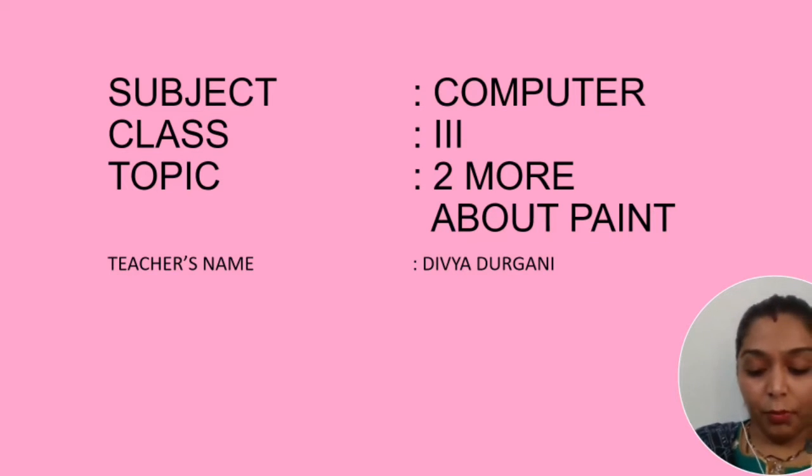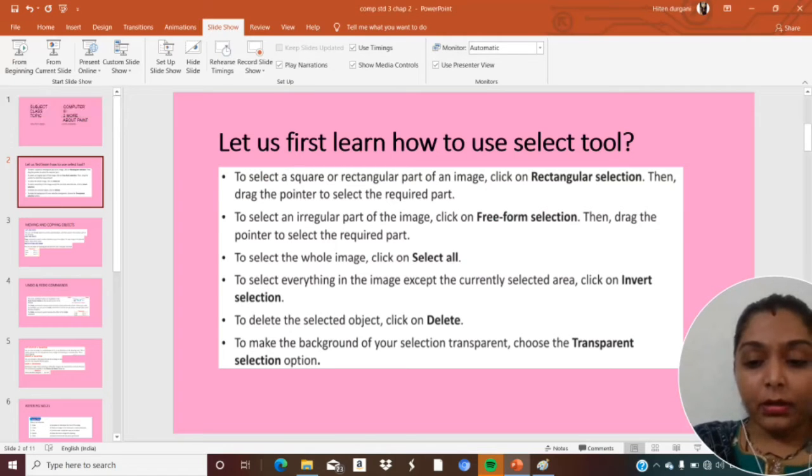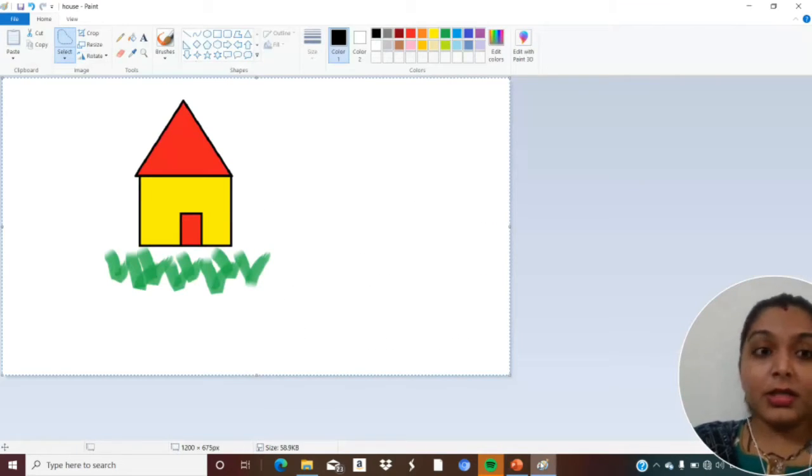Okay, let's move on. First of all, let us learn how to use the select tool. For using the select tool, we have to draw an image in Paint. Now, first we will go to the Paint document. Here is your Paint document. See, ma'am has already drawn an image of a house for you all. You can also draw it and practice it while watching the video. Come on, let's start.